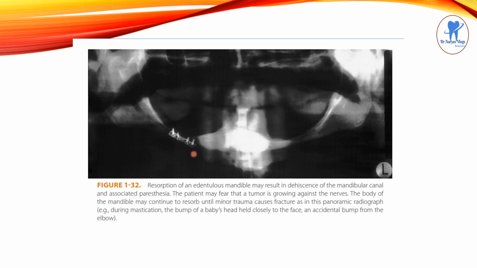So this is the resorption of an edentulous mandible. It results in dehiscence of the mandibular canal and associated paresthesia. Okay. And the patient may fear that a tumor is growing against the nerves. The body of the mandible may continue to resorb until minor trauma causes fracture, as in the panoramic radiograph. That is during mastication, a bump of a baby's head held closely to the face, or an accidental bump from the elbow. Okay.